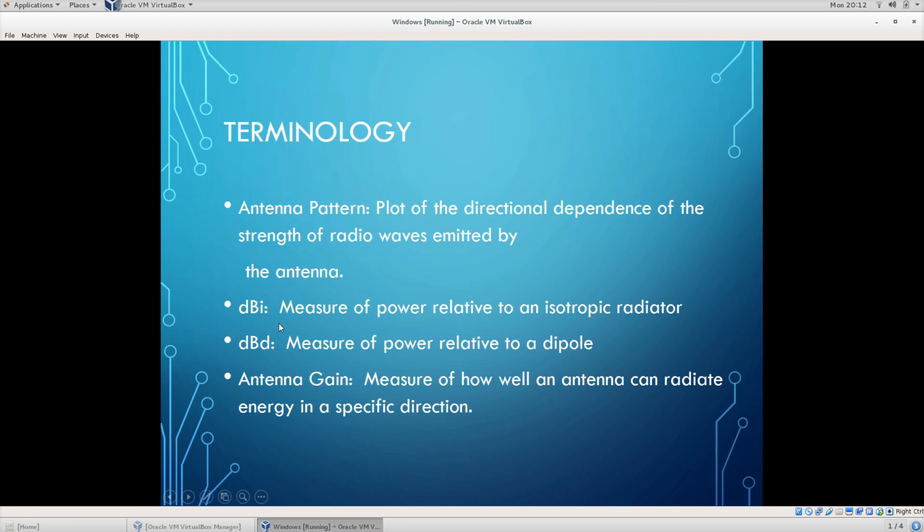So I'm going to start off by going through a couple of pieces of terminology. Now, I'm just going to read these right now, but I'll explain them in a little bit more detail as the slides progress. So, antenna pattern: a plot of the directional dependence of the strength of radio waves emitted by the antenna. dBi is a measure of power relative to an isotropic radiator. dBd is a measure of power relative to a dipole. Antenna gain is a measure of how well an antenna can radiate energy in a specific direction. And this is intimately related with that antenna pattern, which is the first piece of terminology on this list.